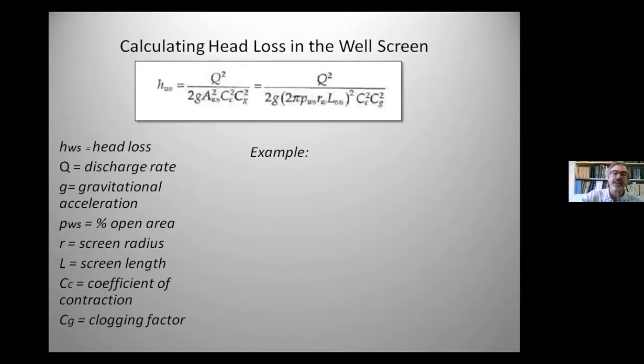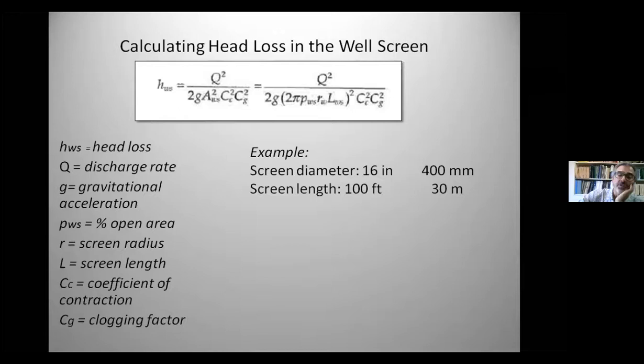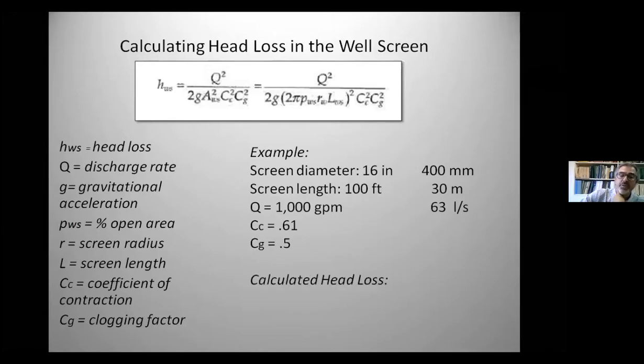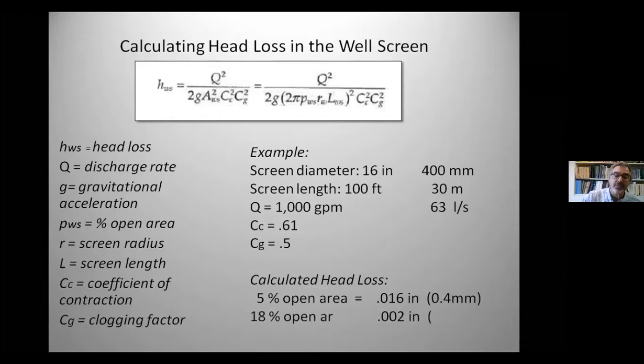So what we'll look at then is, for an example, if your screen diameter was 400 millimeters, the length of the screen was 30 meters, the discharge rate was 63 liters per second, the coefficient of contraction was 0.61, and a clogging factor of 50%. You calculate the head loss using that 5% open area value from our previous studies. We'll say the overall drawdown just from the screen itself at these production levels is less than a millimeter. It's going to be 0.4 millimeters. You redo the formula with 18%, and it only contributes 0.05 millimeters.